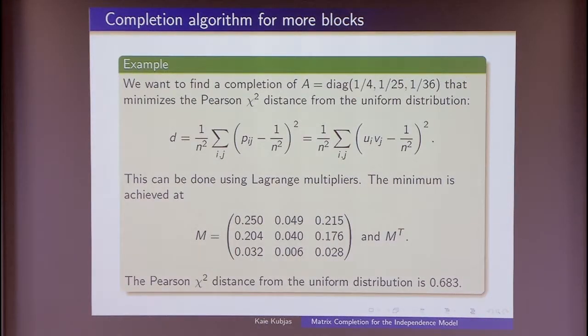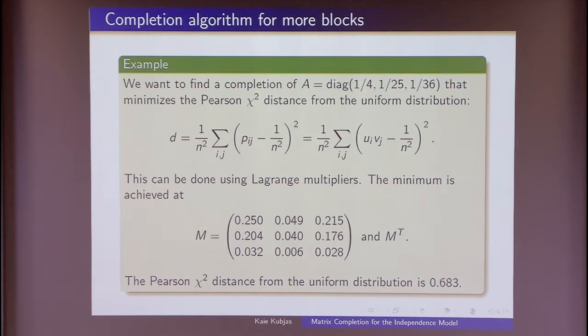And then another thing that we studied is, suppose we have a distance function, for example, Pearson chi-squared distance. And remember we had a result that the solution set, the completion set, is n minus 2 dimensional. Maybe we want to find a solution that minimizes a distance function. And this can be done using Lagrange multipliers. So this is another place where we are solving a system of polynomial equations.